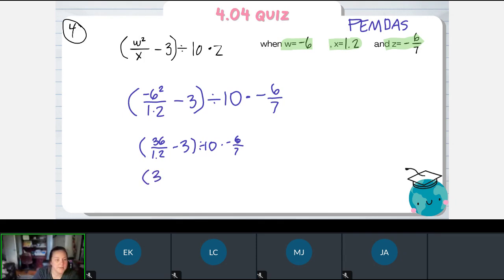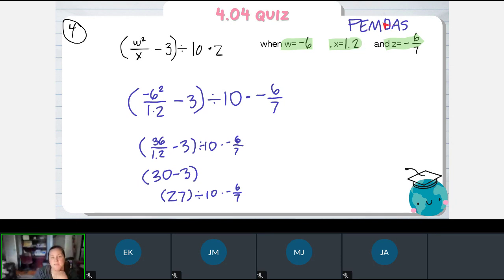Okay, so 30 minus 3. And I'm not going to copy the rest of the problem right now because we can just solve this. What is 30 minus 3? 27. Very good. So that goes in parentheses. And then copy the rest of your problem. Divided by 10 times -6 over 7. Okay, so now this is our number sentence. 27 divided by 10 times -6 over 7.